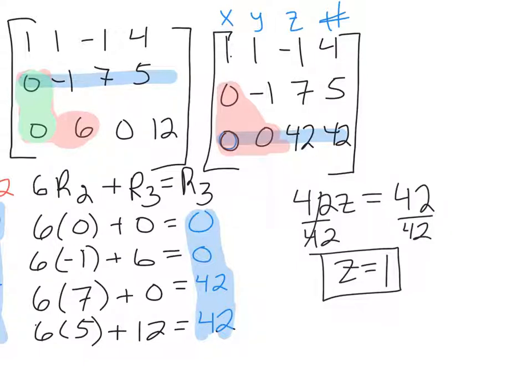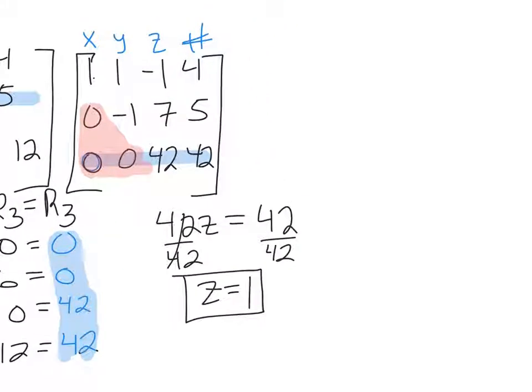Now we're going to use the second row to find y, okay? Now remember, these are coefficients, right? These are numbers that go in front of our variables. So, of course, for this next one, I have a negative 1y plus a 7z equals 5. Now, we're going to plug in what we know. Now, I don't need that negative 1 there. I can just say negative y plus 7. And I know what z is. Z is actually just 1.